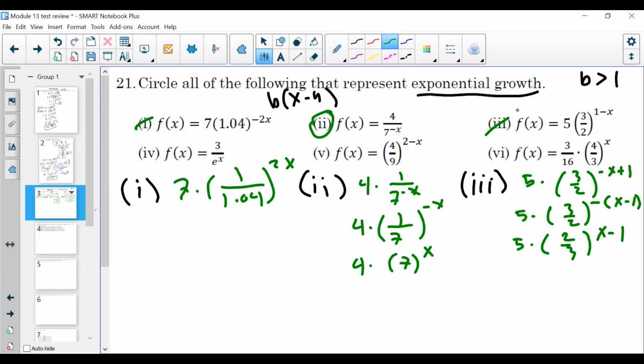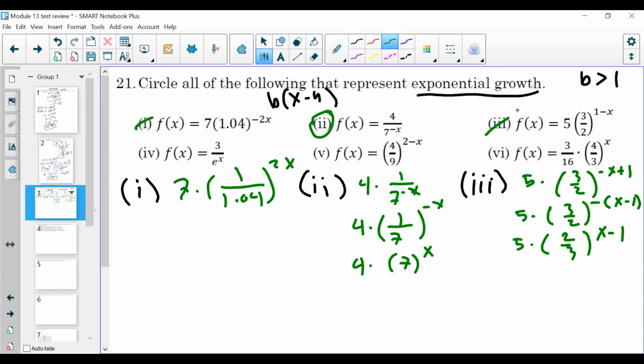For number 2, for the second step, you had 1 over 7 to the negative x. But how do you apply it to the entire fraction if the negative x is only applying to the 7 and not to the 1?